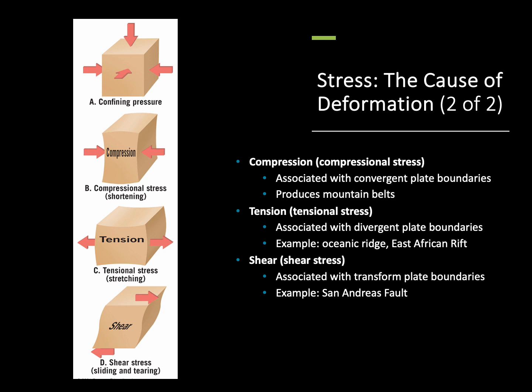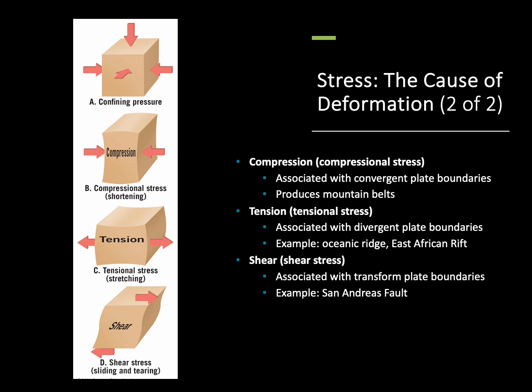So here at B, we're looking at compression. Now we're only applying stress to two sides of this box, and we're going to compress it. We're going to push those sides together. And we typically see compressional stress in areas with our convergent plate boundaries, where we have two plates colliding or compressing together, and this creates our mountain ranges.